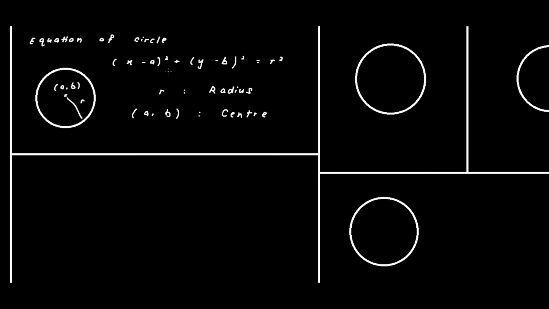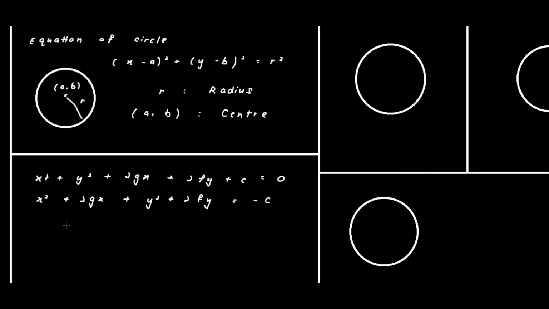On the other hand, if you expand everything out, you'll get something like x squared plus y squared plus 2gx plus 2fy plus c equals 0. So if you are given this kind of equation, how do you determine the center and the radius of your circle? You need to rearrange it: put the x terms together, put the y terms together, and move the c to the other side.